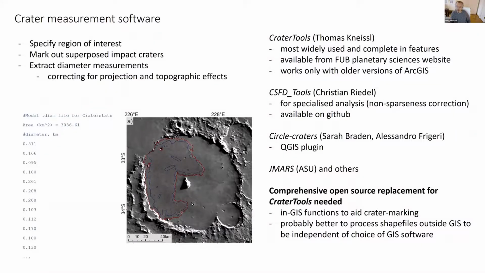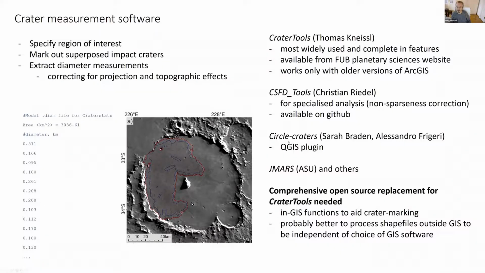There are alternatives around. There's a tool called CSFD Tools that was written by Christian Riedel. This was for a particular kind of analysis, this non-sparseness correction that I was talking about with Chilla Orgel's work, to correct for the amount of area occupied by craters in high density regions. This software is available on GitHub. It's a nice tool, but it's not a very general tool for everybody to use. So it's a specialized thing.